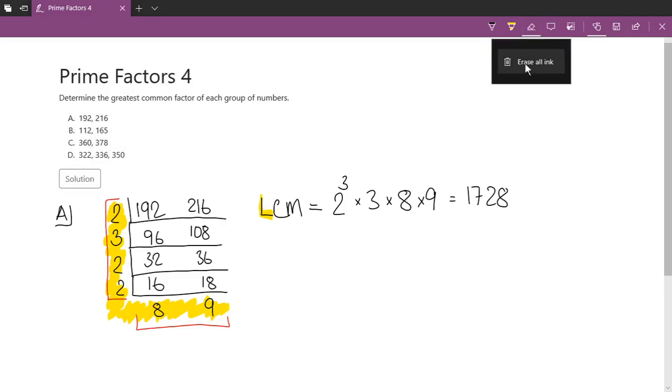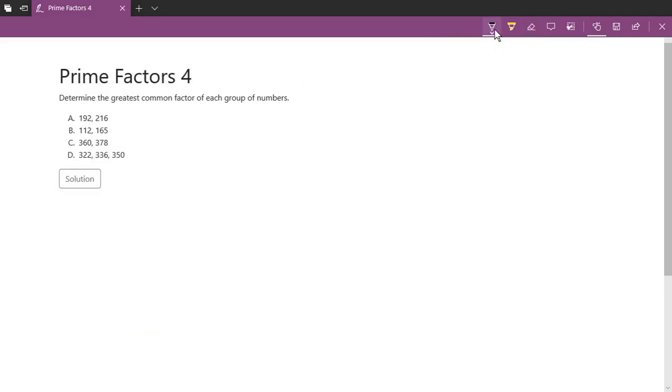Let's have a look at B. In B, the two numbers are 112 and 165, so I'm going to use a slightly different method here. I'm going to use a prime factorization tree. So we're going to be doing a prime factorization of both those numbers using the tree method. So we factor out a 2, which leaves us with a 56. Factor out a 2, which leaves us with a 28. Another 2, which leaves us with 14. And then finally 2 and 7.